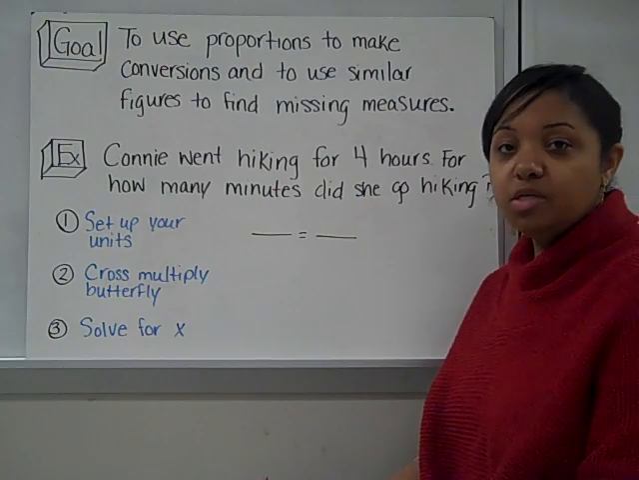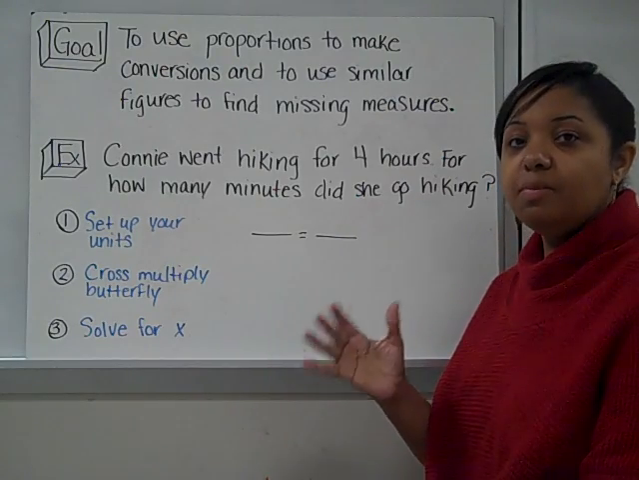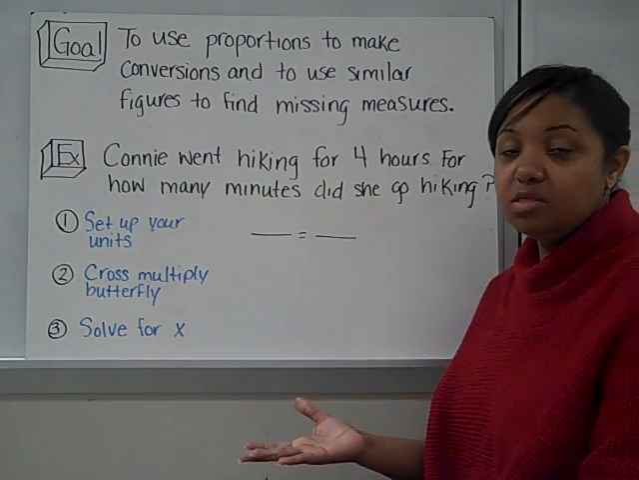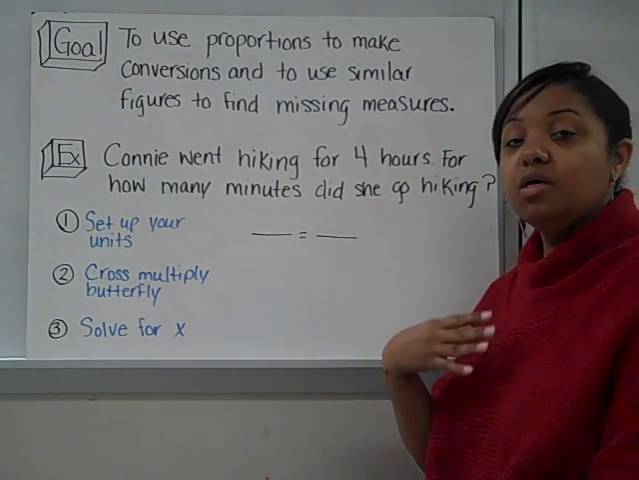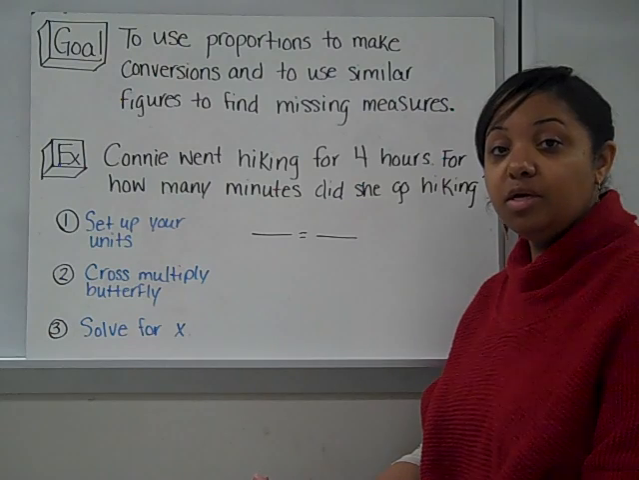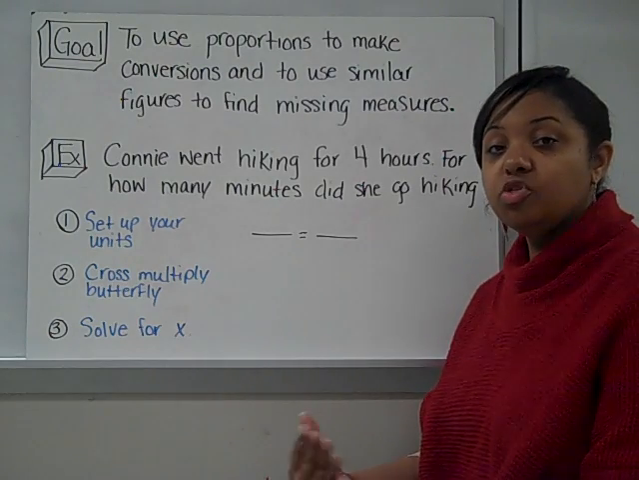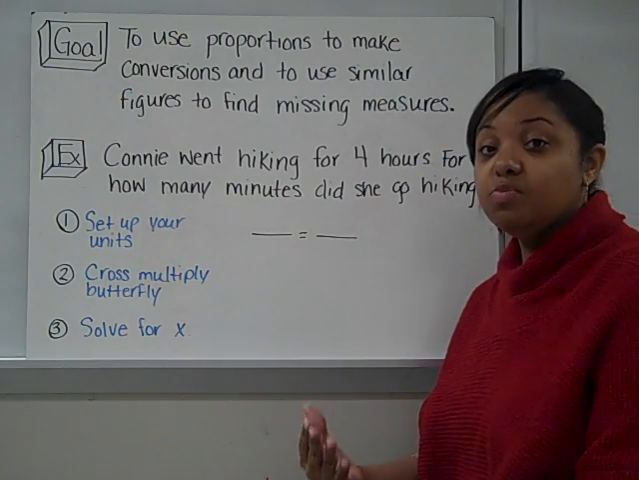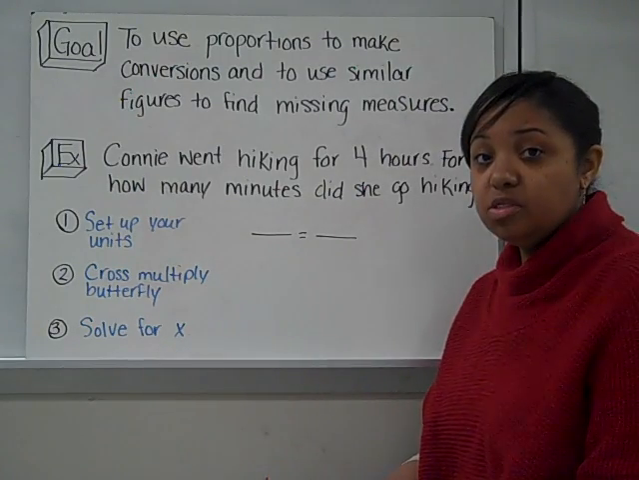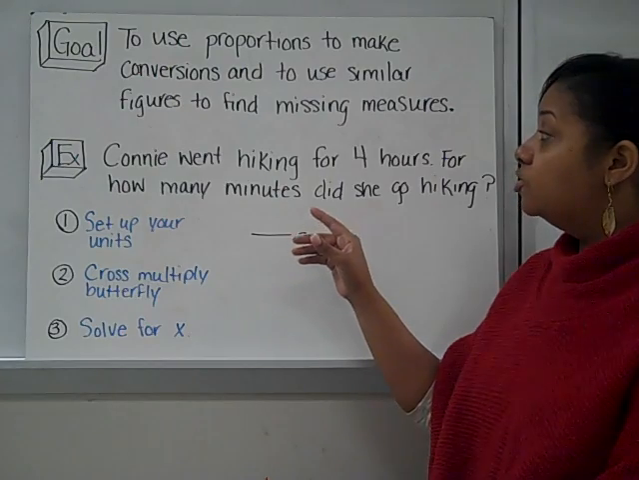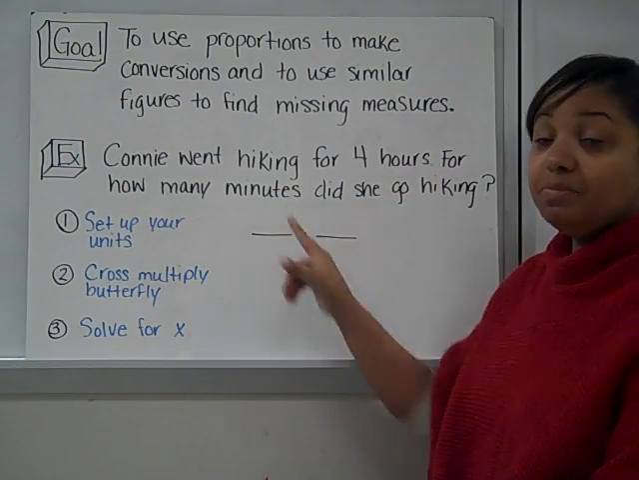Now, I know that you all can do this simply in your head just by multiplying 4 times 60 because it's 60 minutes in an hour. Now, the reason why we're going about it like this is because I want you to start thinking algebraically, and I want you to think about how to solve that, setting it up as a proportion. So the first thing you have to do is set up your units. You're looking at the 2 units you have, which is hours and minutes.